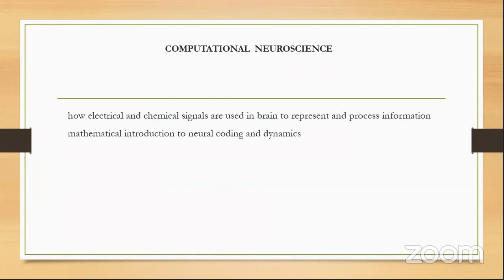Another thing is computational neuroscience. When I'm talking about computational neuroscience, you have to study the brain. It is related to brain science, and how electrical and chemical signals are used in the brain, and then how you process the information, a mathematical introduction to neural coding and dynamics. Here you can apply convolution theory, probability theory, obviously stochastic models, and you can develop models for synaptic transmission.